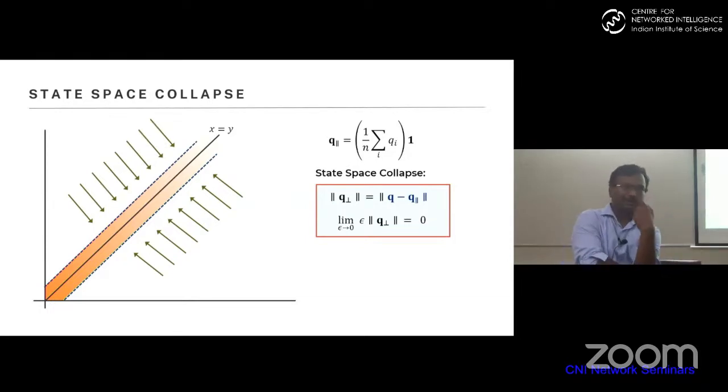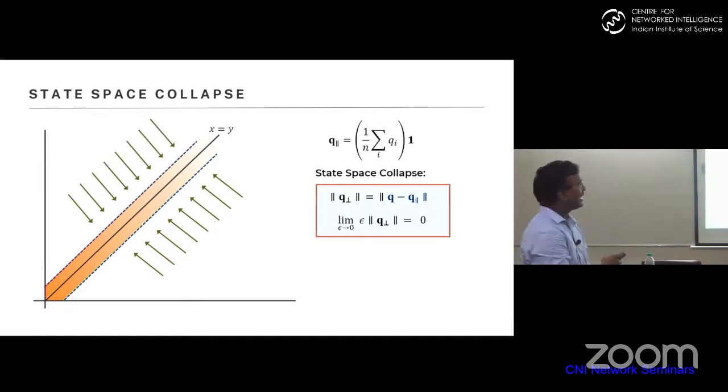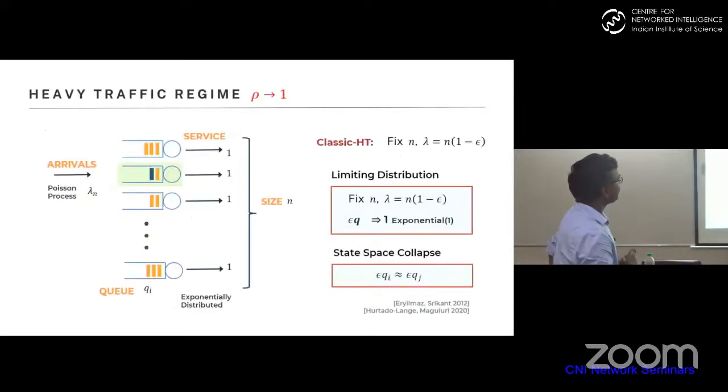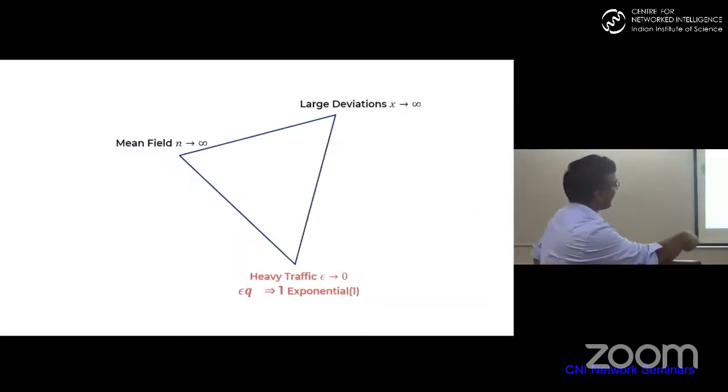The queue length from a single server queue we know should blow up as 1 over epsilon in heavy traffic, right? But the Q perp when multiplied by epsilon goes to zero, which means it's negligible compared to the parallel component. So this two-dimensional vector can be approximated by a constant. I'll not get into details of how we prove it, but at the end of the day, it's a Lyapunov argument and it should drift towards the line. So that's the heavy traffic result.